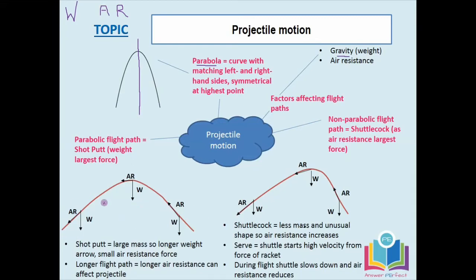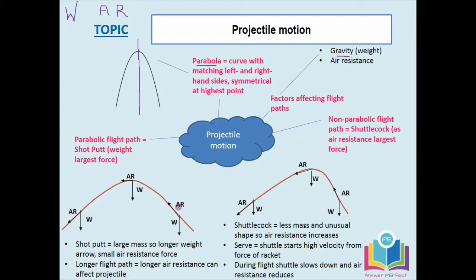So if we look on the left hand side, we're looking at the parabolic flight path of a shot put throw. And I've put in the arrows for air resistance and weight acting upon that shot put at the start, the middle and the end of the flight. Because a shot put is very heavy, there is a large mass, so the weight is the longest arrow out of the 2 at every single point. Now the longer the flight path, the longer air resistance can affect that shot put, and it will also have a greater influence.